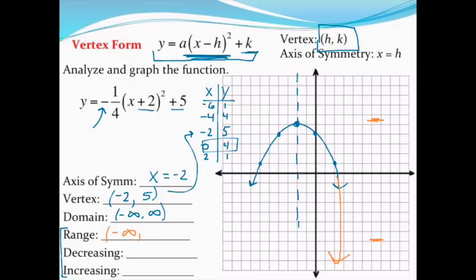It doesn't go up to +infinity, though. It does hit a maximum value. The highest this graph gets to is where the vertex is, the y value of 5. And since I can actually get to 5, it is a point on the graph. I use a square bracket to say that 5 is included.